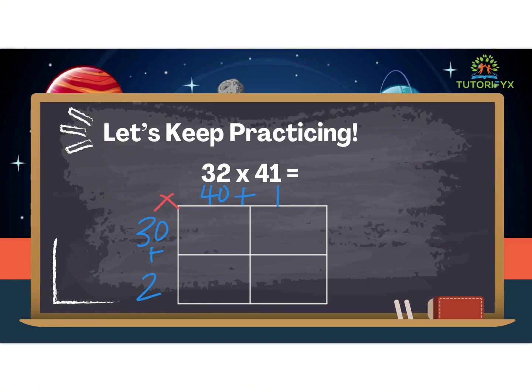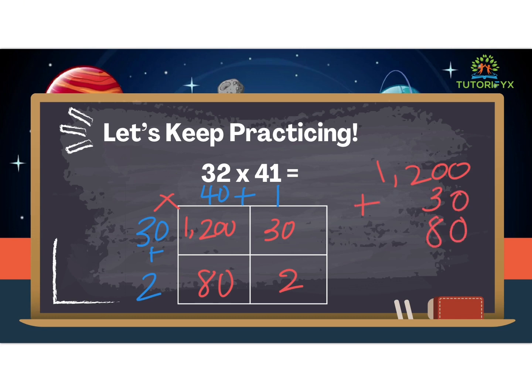Next, we multiply them together. 40 times 30, 1,200. 30 times 1 is 30. 40 times 2 is 80. And then 2 times 1 is 2. Last step is to add them all together. So 1,200 plus 30 plus 80 plus 2.